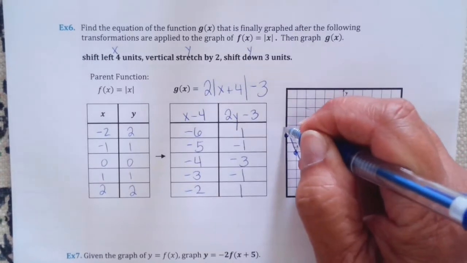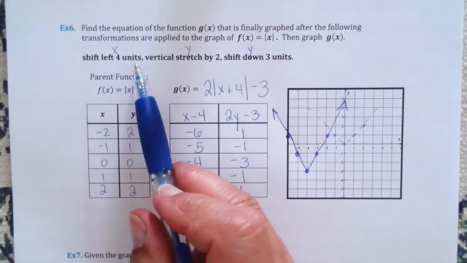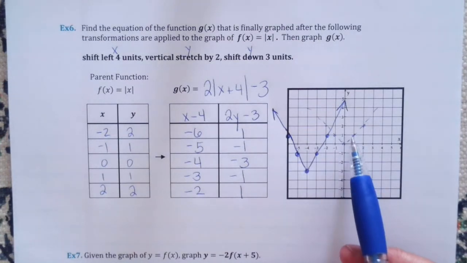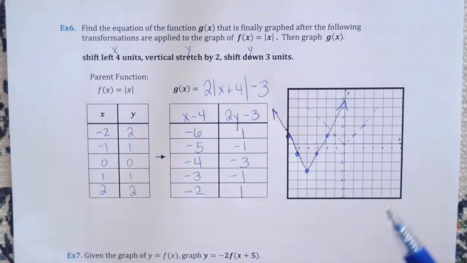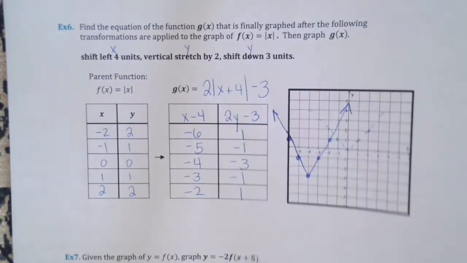Okay, so there's your new absolute value graph. Did it do what it said? Did we go left 4? Yes. Did we stretch it? Yes. And did we go down 3? Yes. Okay? All right. So those are the ones, again. Use your calculator to double check, but make sure you can do these on your own.